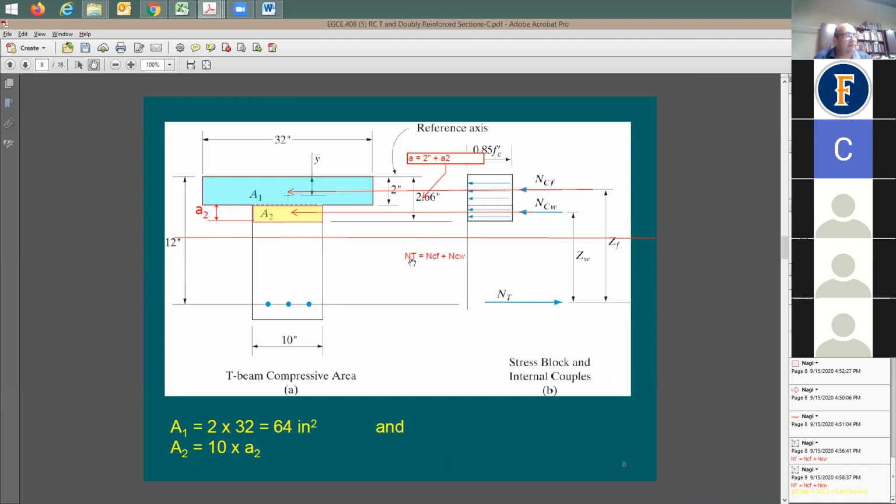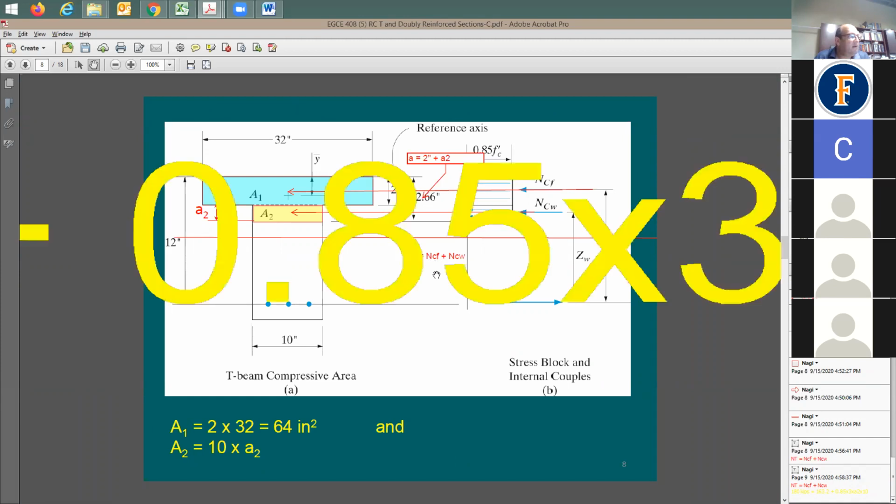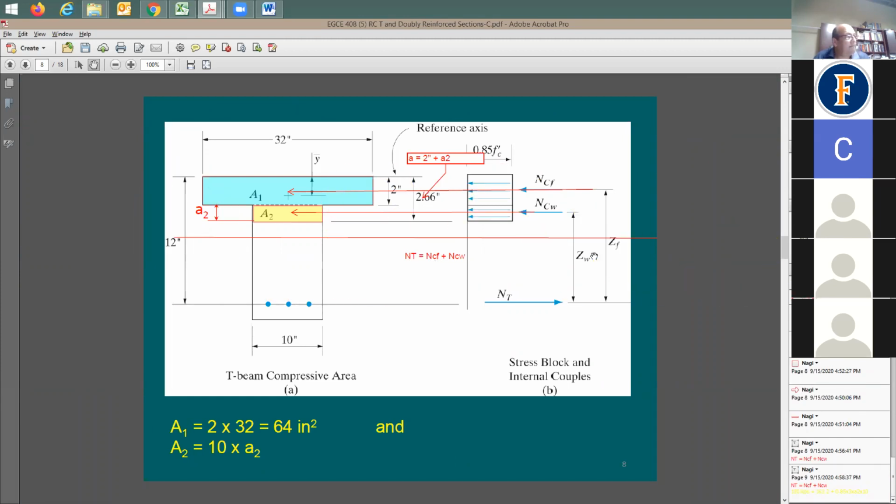This tension force, the 180 kips, equals the compression force in the flange, 163.2, plus the compression force on the web. Compression force on the web is what? 0.85 F prime C times A sub 2 uppercase. What is A sub 2 uppercase? It's going to be equal to 10 multiplied by A sub 2 lowercase.